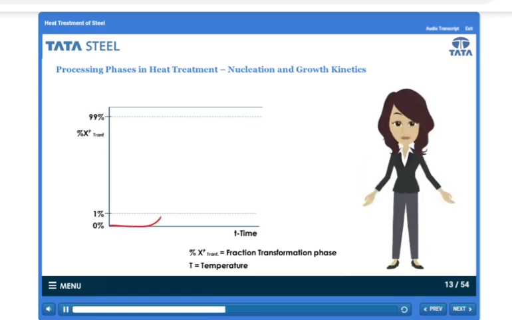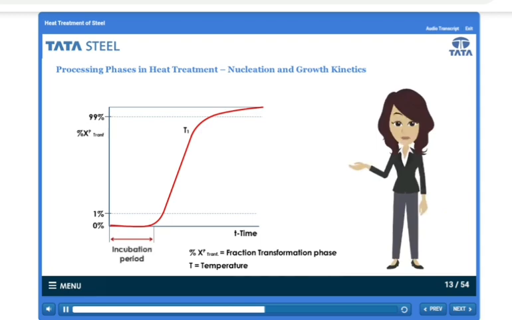If we plot fraction phase transformation versus time, the curve will typically be S-shaped. Let us suppose for temperature T1, which is just below the A1 temperature, we keep the sample for a long time. Transformation will not start immediately. It will start after some time, which is called the incubation period. In this condition, undercooling is low, so there is less driving force for nucleation. Thus, the incubation period is higher. After nucleation, growth of the transformed phase takes place and the fraction transformed will rise. This is a typical behavior of diffusional transformation.